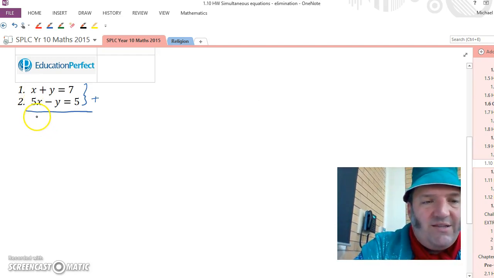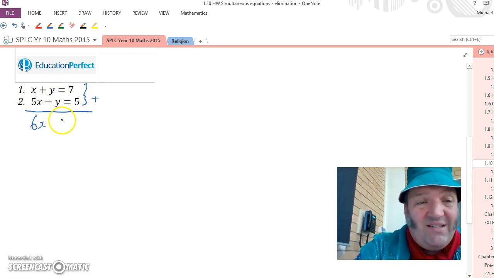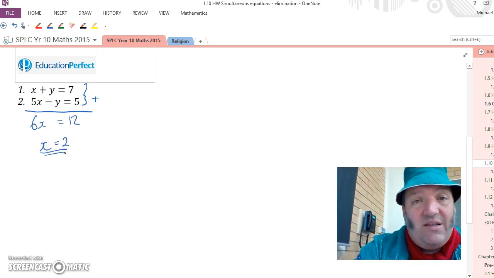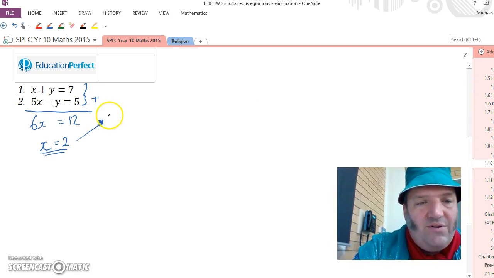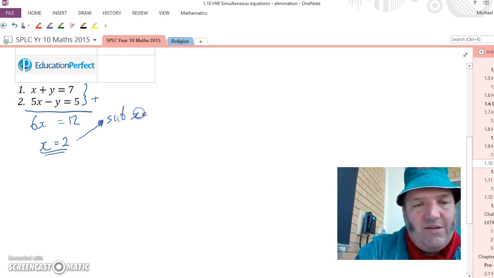So x plus 5x is going to give me 6x. y plus negative y, that's 0. And 7 plus 5 is 12. Oh my goodness, how easy was that? All I've got to do is divide by 6, and I've already found my first solution, x equals 2. I haven't finished yet. Remember, we must always find both members of the pair of coordinates. x equals 2, I'm going to sub x equals 2 into one of the two equations, and in this case it's going to be a lot easier if I substitute it into equation 1.